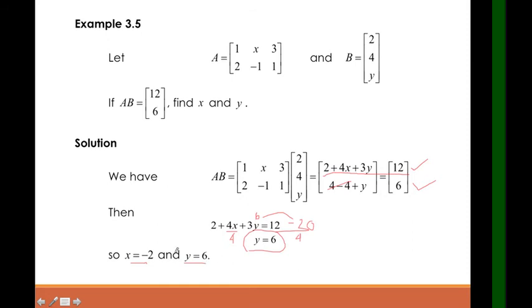Ayan. So, we now have the value for x and the value for y. Okay? So, kompleto na siya. So, therefore, this x is equal to negative 2 and this y is equal to 6. And if you will do a matrix multiplication, you will get an answer of 12 and 6. Okay, a 2 by 1 matrix.